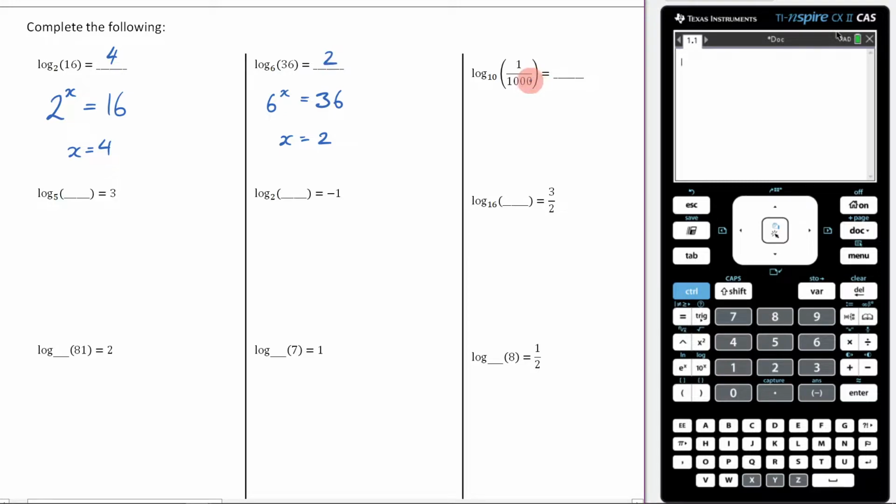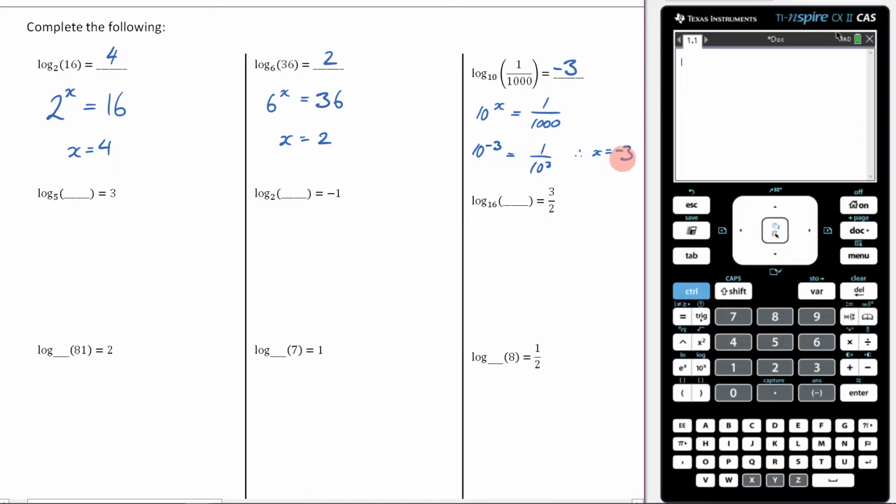This next one is a bit trickier. This one is saying 10 raised to what power is going to be 1 on 1,000? Well, in order for this to work, would you not agree with me that this has to be -3? Because if it's -3, that's the same as 1 on 10 cubed, since 10 cubed is 1,000. So this would be -3 there.